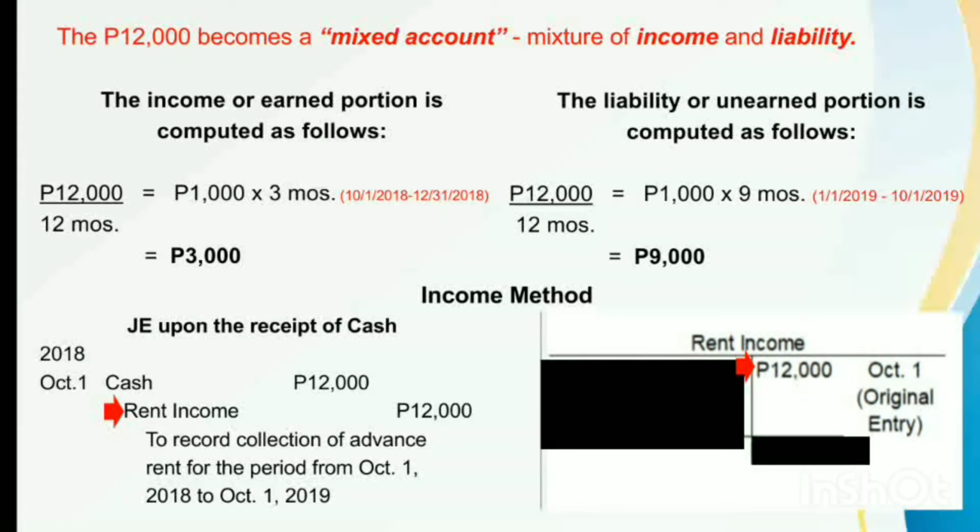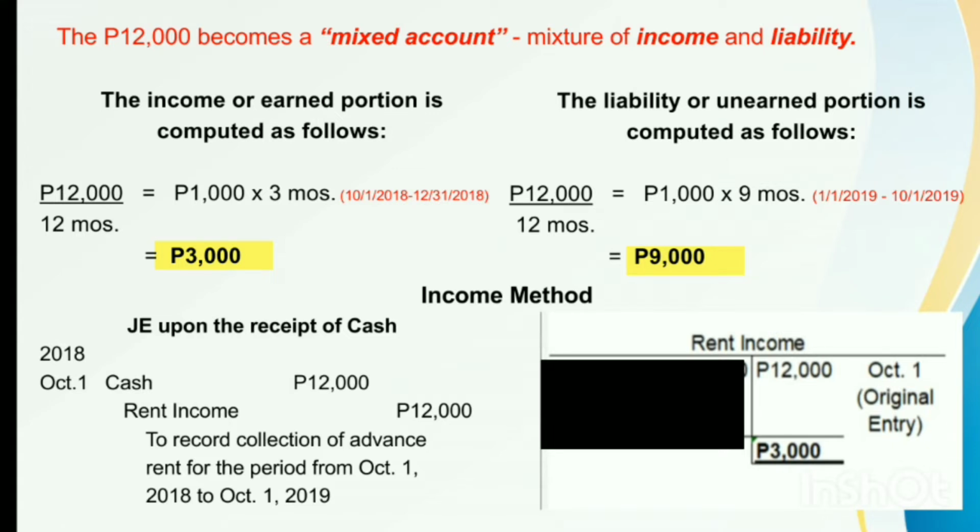Because per computation, the earned portion or the rent income is only 3,000 pesos. And the remaining 9,000 pesos must be transferred to liability because this is still unearned. So it is not considered as an income. In order to get the correct rent income balance of 3,000 pesos, there is a need to prepare an adjusting entry at the end of the accounting period in order to remove the 9,000 pesos from the 12,000 pesos. Take note that the rent income of 12,000 pesos is in the credit side.